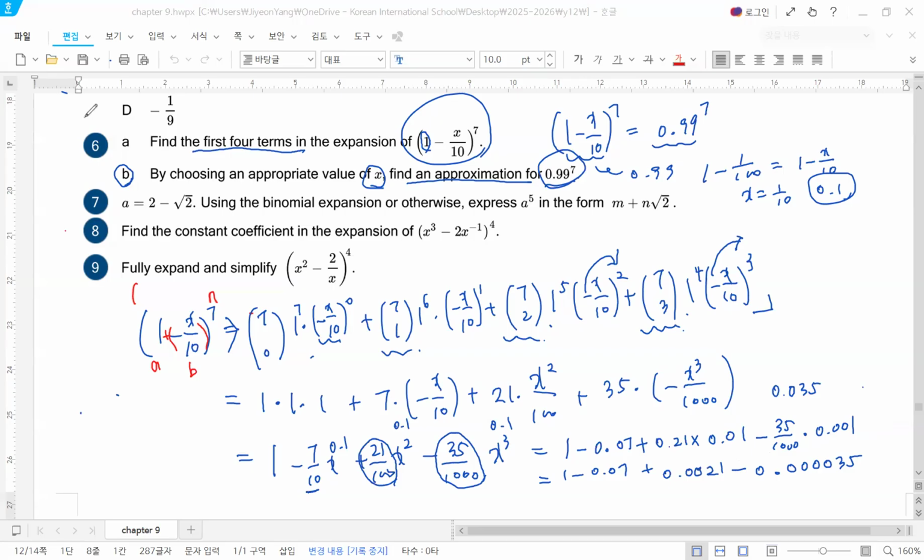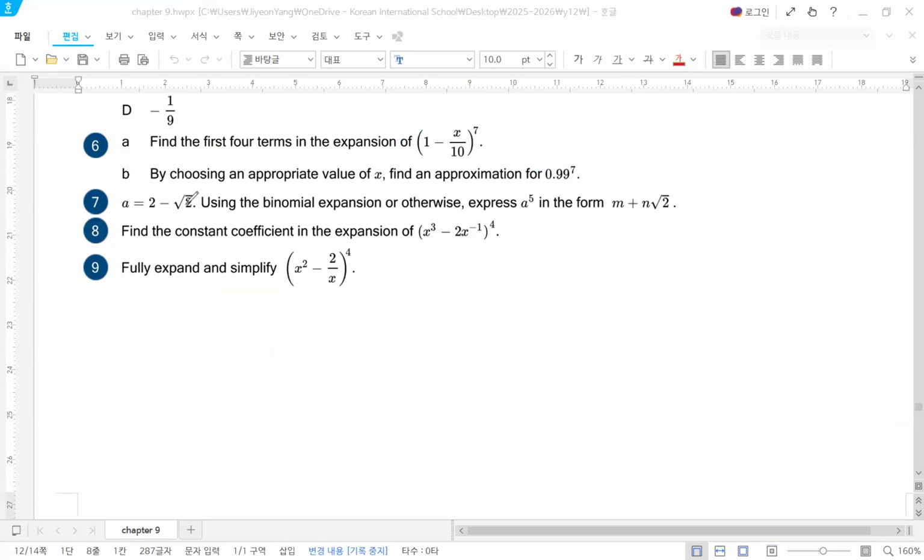Let's move to question number 7. A is given as 2 minus square root 2. Using the binomial expansion, or otherwise, express a to the power of 5 in the form m plus n square root 2. Okay, so 2 minus square root 2 to the power of 5, which is 2 plus negative square root 2 to the power of 5.